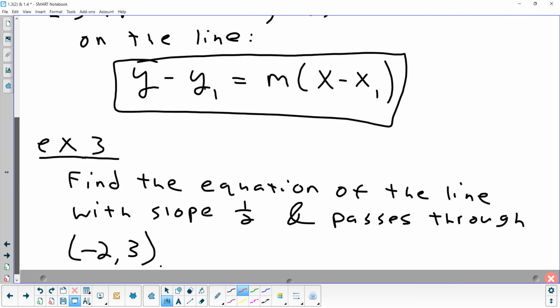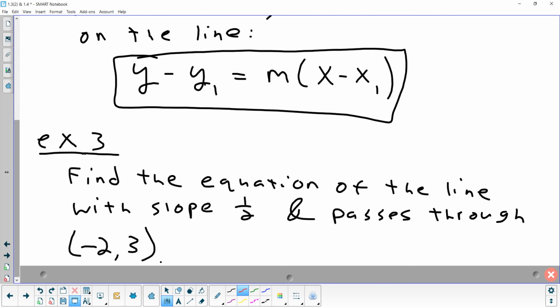Right, so in a problem like this, find the equation of a line with a certain slope and a certain point. Well, that's perfect for point slope. They gave me a y1 and an x1, and they gave me a slope. So I would use that formula.